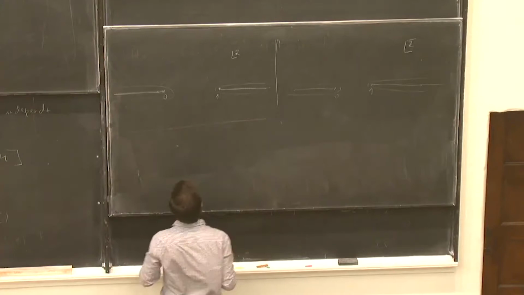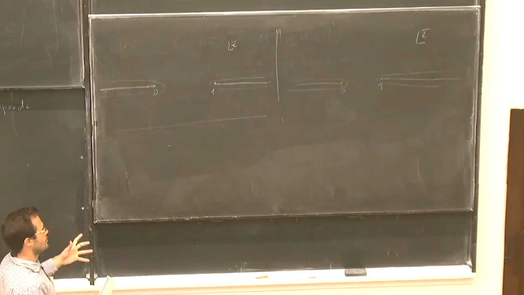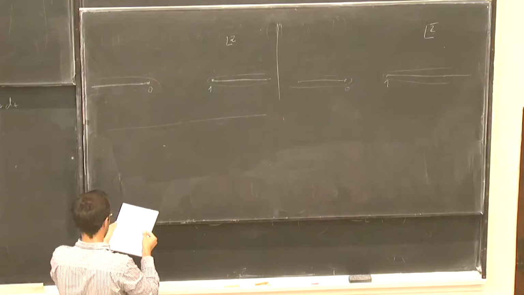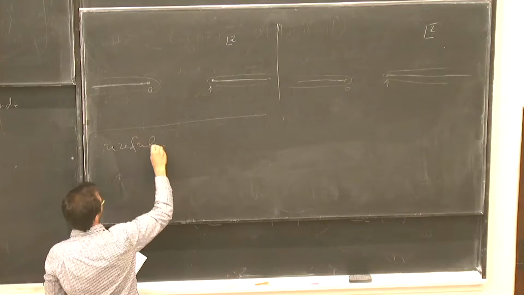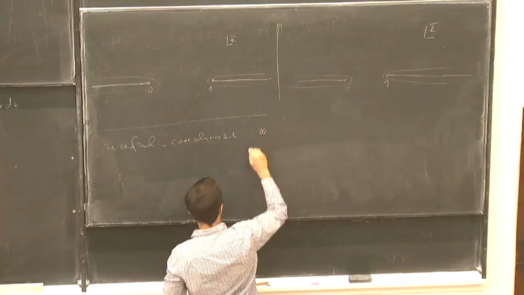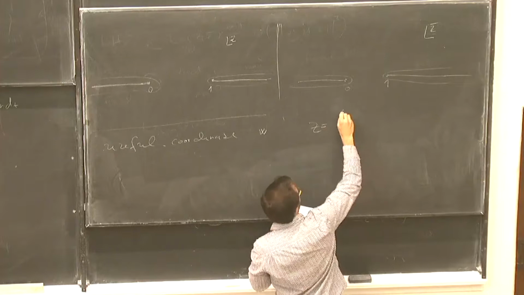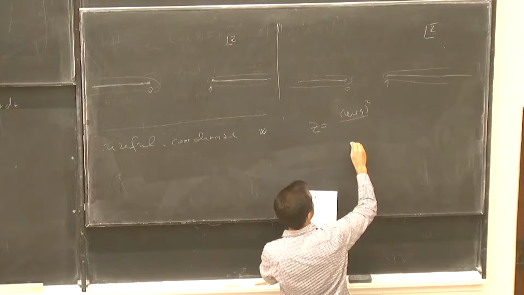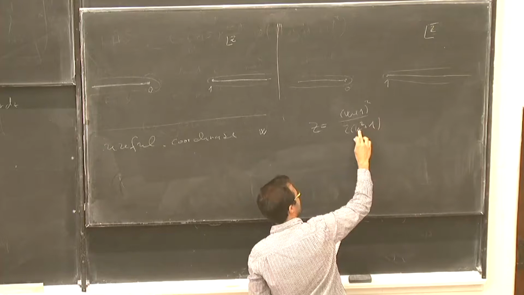Instead of using the z and z bar variable, I prefer to go to another variable which maps this region with the branch cuts to the unit circle. So let me define it. It's a useful coordinate for some purposes. Coordinate w, in terms of which you can express z as follows. It's (w plus 1) squared divided by 2 times 2 times (w squared plus 1).